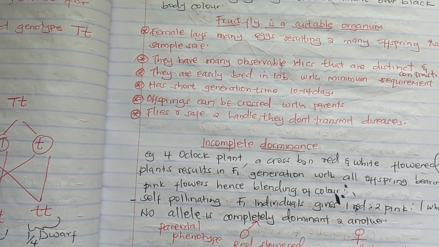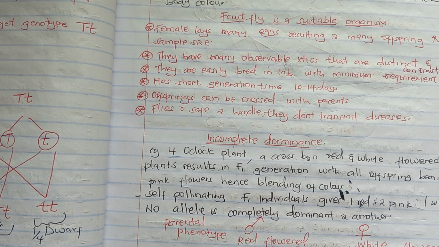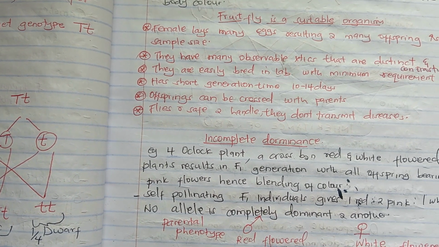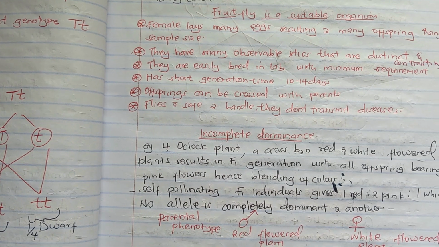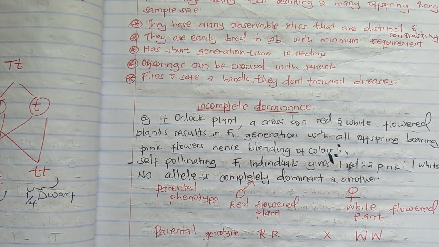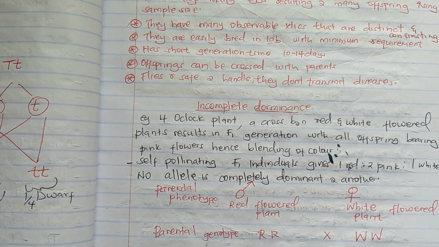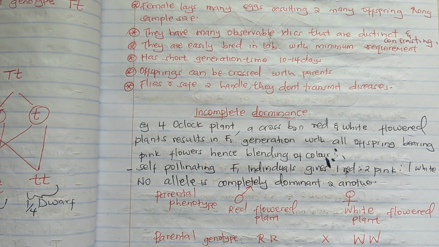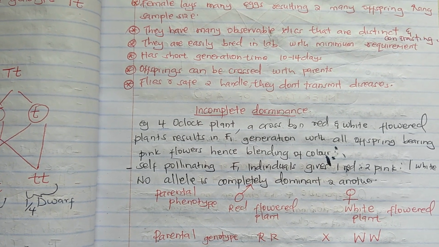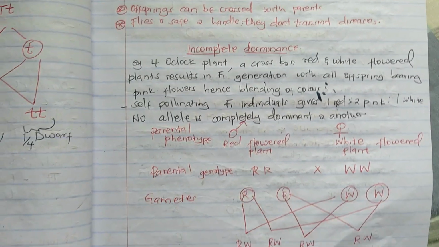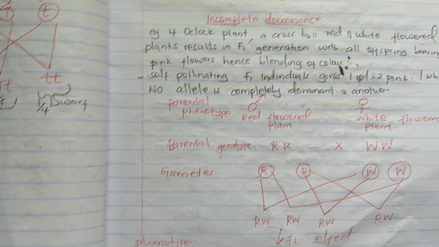The reason why Drosophila was very suitable is that the female lays many eggs, resulting in many offspring at once, so there is a large sample size. They are easily bred in the lab. They have a short generation time. The offspring can be crossed with their parents, and the flies are safe to handle. They do not have any diseases.